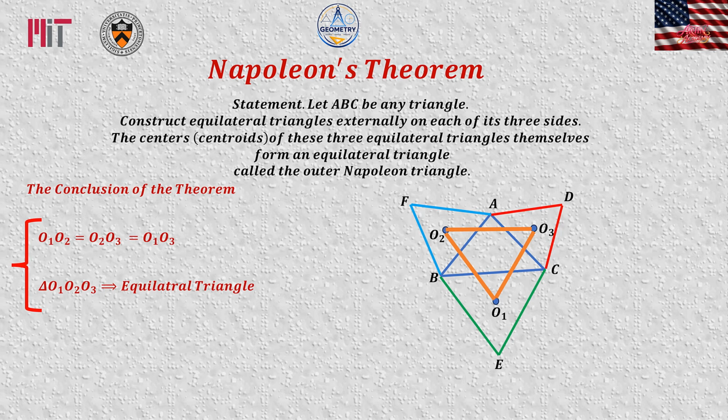Therefore, we need to prove O1O2 equals O2O3 equals O3O1. So, the three centers form an equilateral triangle.